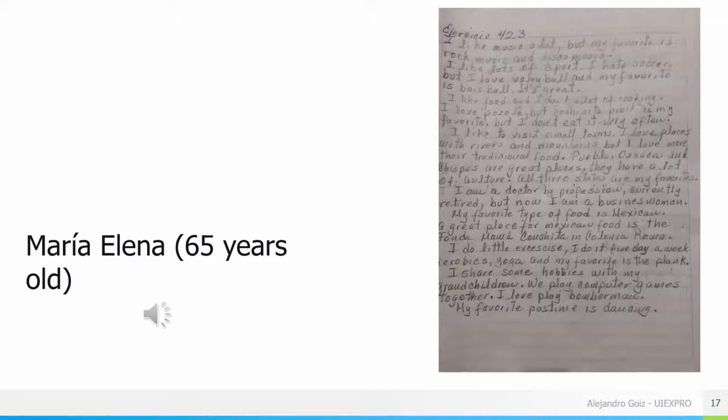It's great. I like food, and I don't do a lot of cooking. I love pozole, but cochinita pibil is my favorite. Though I don't eat it very often.